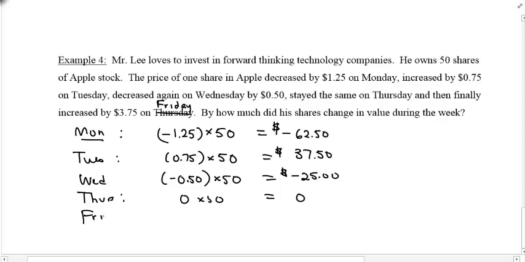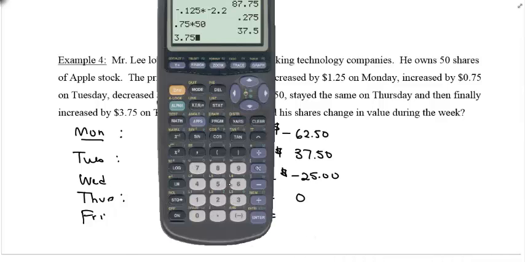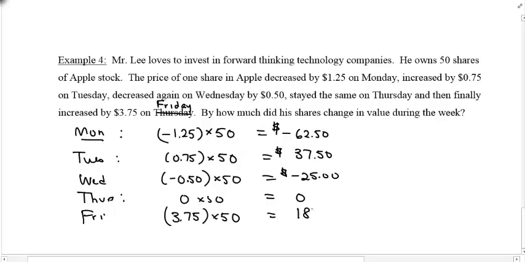But on Friday, thank goodness for Friday, TGIF, it's an extra $3.75 per share. Woohoo! So $3.75 times 50. Wow, I made $187.50 on Friday. But the question said, how much did the shares change in value during the week?